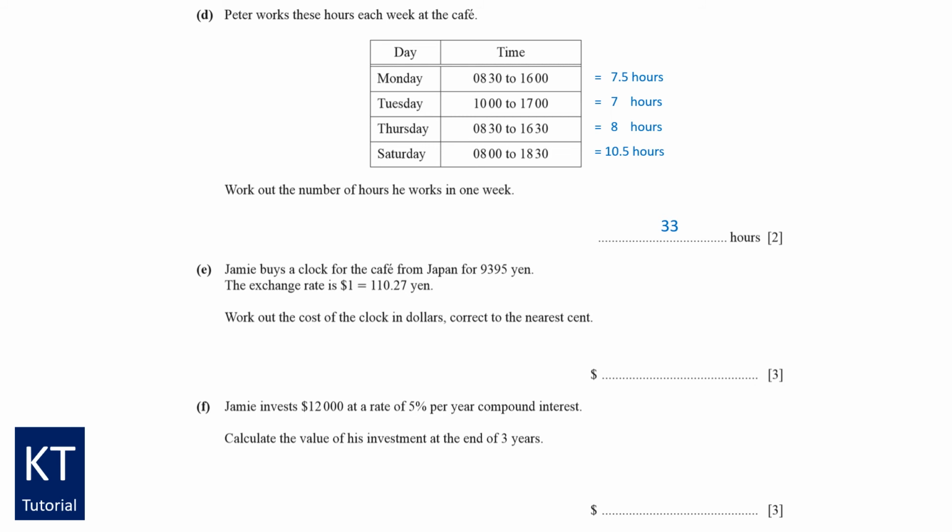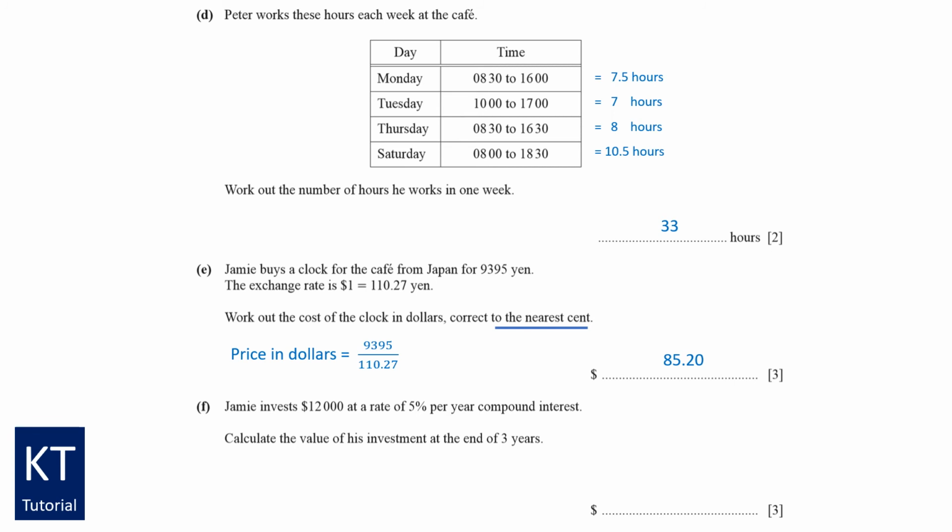Question 1E. Jamie buys a clock for the cafe from Japan for 9395 yen. The exchange rate for $1 is 110.27 yen. Work out the cost of the clock in dollars correct to the nearest cent. The price in dollars is simply the price of the clock divided by the exchange rate.